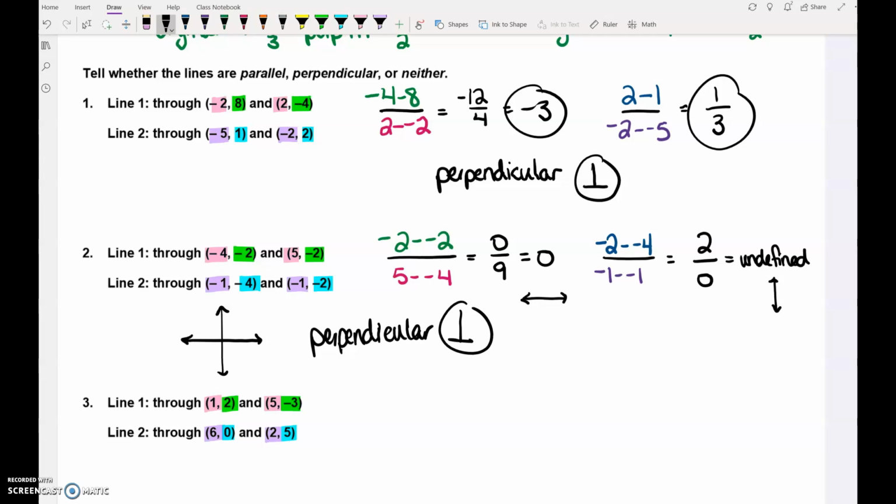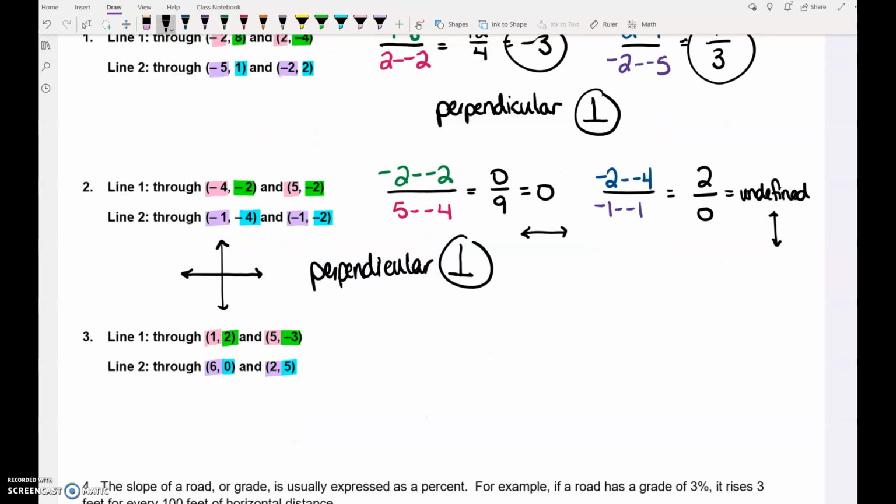So it appears that they are not opposite reciprocals of each other, but that's because vertical slope doesn't follow that pattern. And 0, you can't have the opposite of 0. You can't have the reciprocal of 0. So if you've got 0 and undefined, those are considered perpendicular lines.